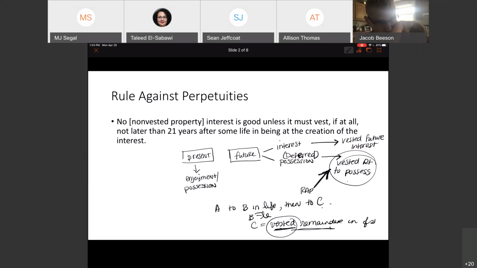But unfortunately, because in property we like to make things super confusing, we use the same word, vest, when we talk about the possessory interest. So then we could say C's possessory interest doesn't vest until the previous estate is complete.